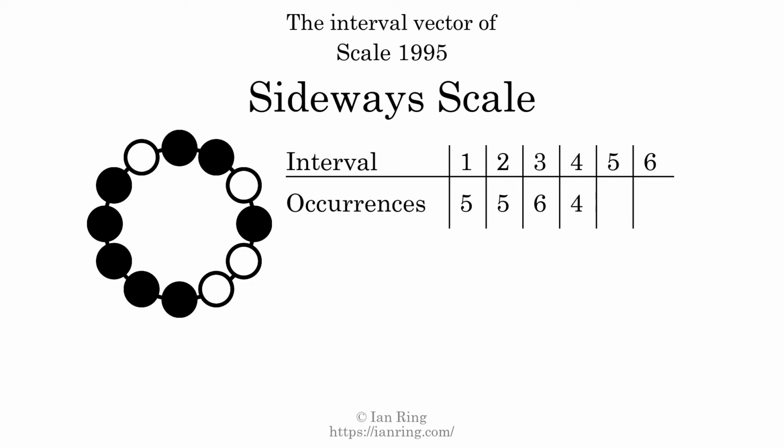There are 4 intervals with the size of 4 semitones. They are here, here, here, and here. There are 5 intervals with the size of 5 semitones. They are here, here, here, here, and here. There are 3 intervals with the size of 6 semitones. They are here, here, and here. Each interval does not appear in this scale a unique number of times, so this is not a deep scale.